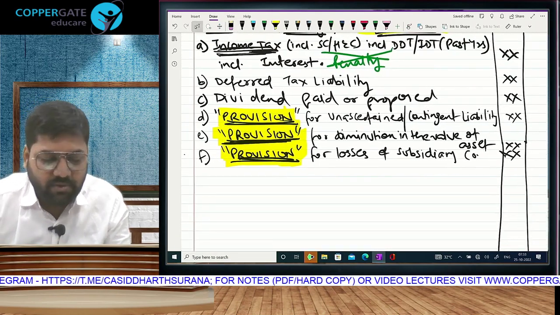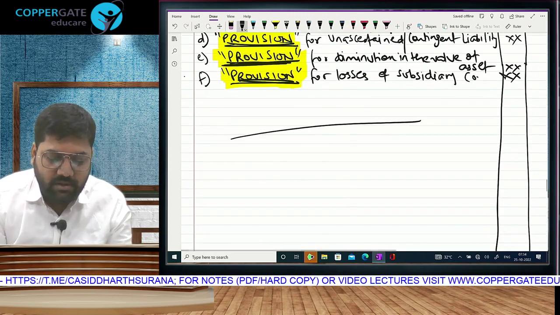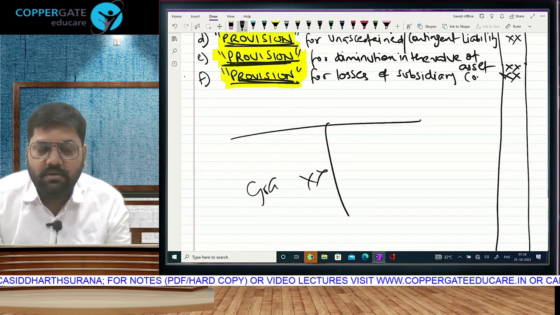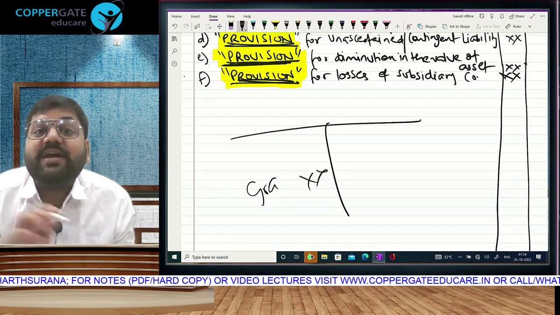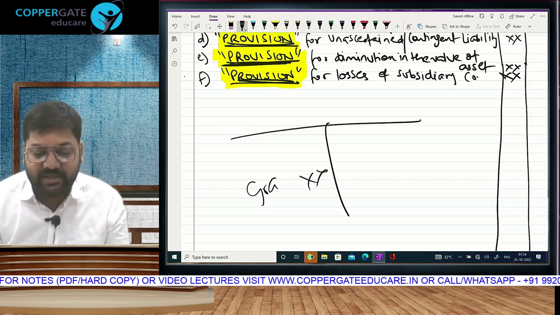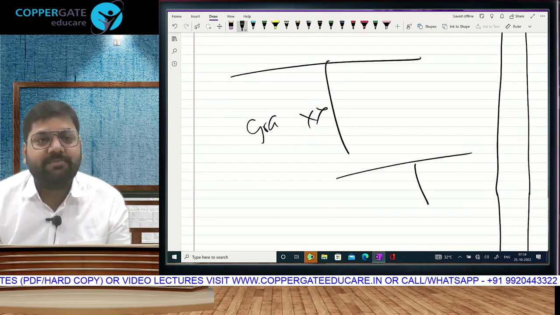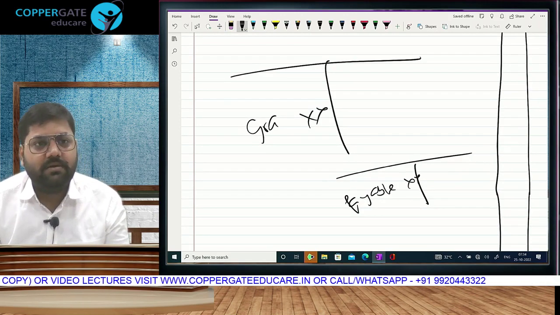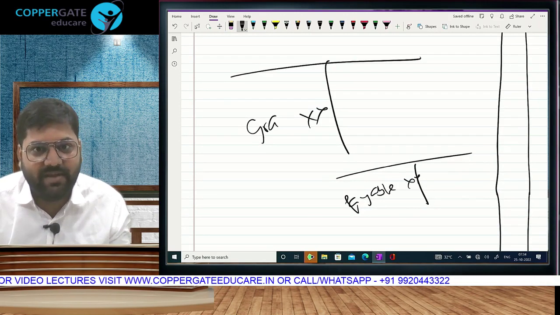Correct? So what you do is, you debit your P&L account. Gratuity is payable. If we pay, we credit the bank account: P&L account debit to bank account. But if it is unpaid, what do we do? In the balance sheet, on the liability side, we will make an account, gratuity payable. We are creating a provision so that we know that we have to pay it.